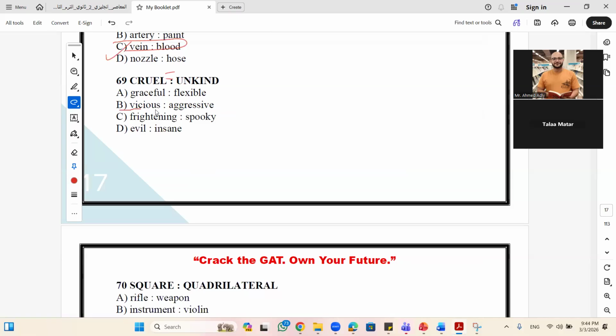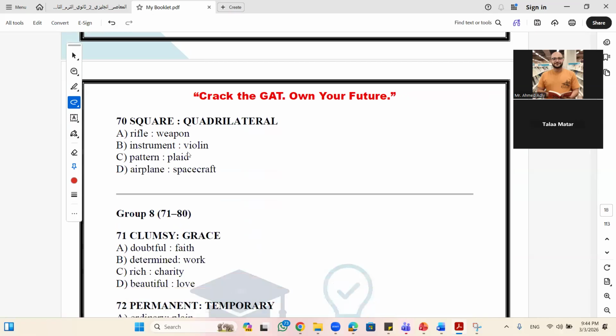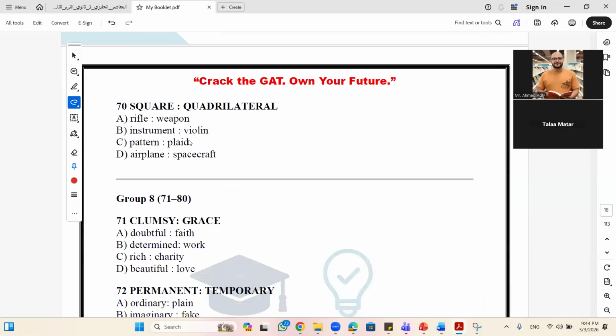Vicious and aggressive. Vicious and aggressive, hands down. Square and quadrilateral. Square has got four sides. So when a shape has got four sides, we say that it is quadrilateral. Rifle and weapon. Super teller.